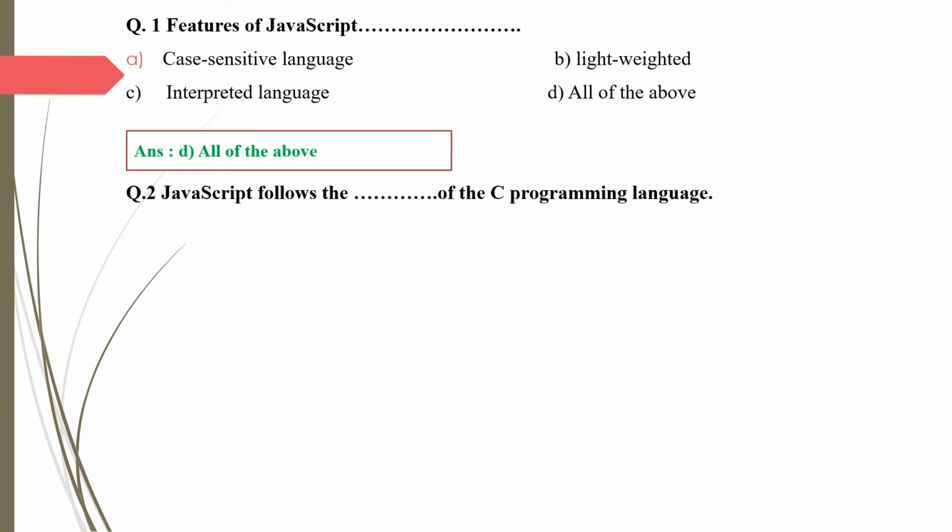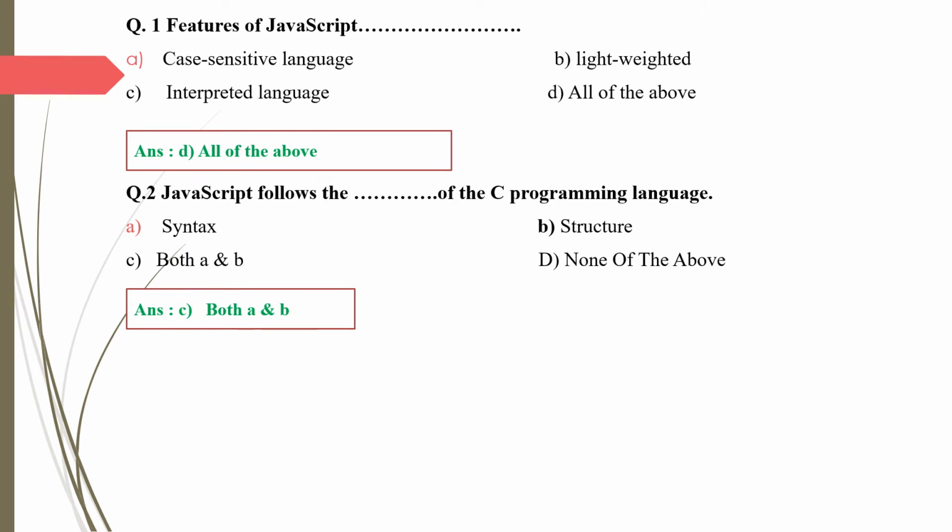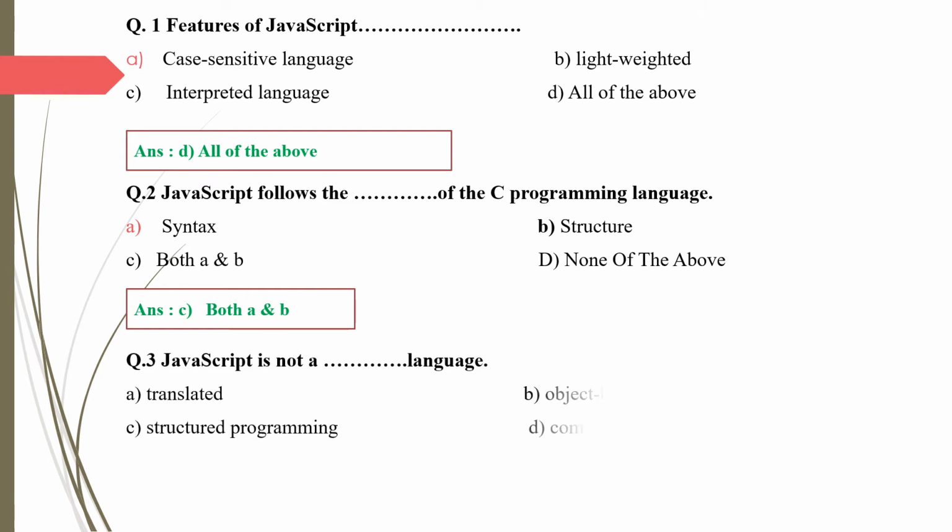Second question is: JavaScript follows the dash of the C programming language. Options are syntax, second option structure, third option both A and B, and last option none of this. So the answer of this question is both A and B. JavaScript follows the syntax and structure of the C programming language. Next question is: JavaScript is not a dash language. Options are translated, object based, structured programming, and compiled. So the answer is compiled: JavaScript is not a compiled language.